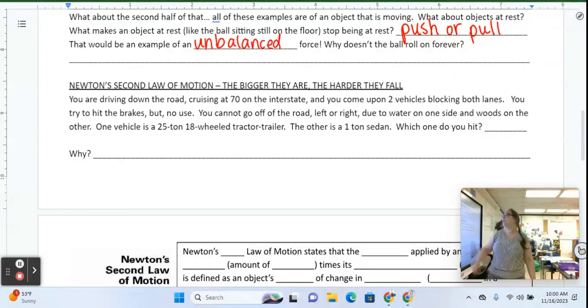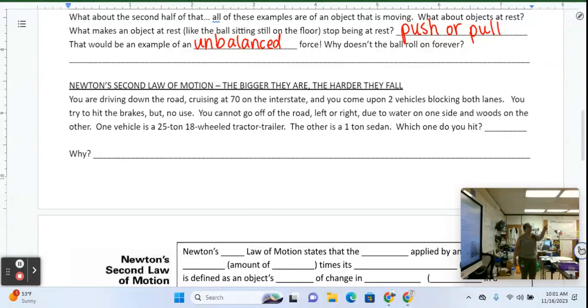So that would be an example of an unbalanced force. Now, why doesn't the ball roll on forever? If I was to move that table out of the way and kick the ball, would it go forever? No. Why not? It's going to hit something, right? It's going to hit the wall. It's going to hit boxes, a table. So there's your unbalanced force that makes it stop again. What if I had an infinite, endless hallway?